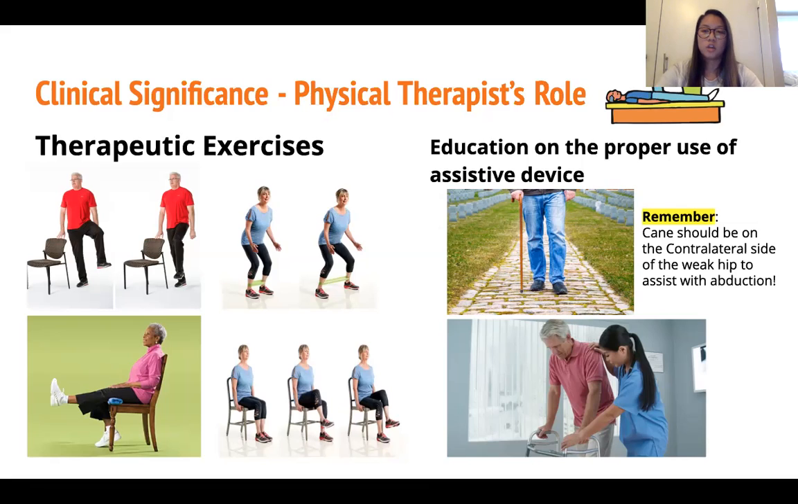And implementation and education on using an assistive device to help in decreasing the amount of muscle force needed to keep the pelvis level will help decrease the gait deviation. And we would instruct this patient to keep the assistive device or the cane on the contralateral side of the weak hip. So this would be his right side, and we would help educate him on that.